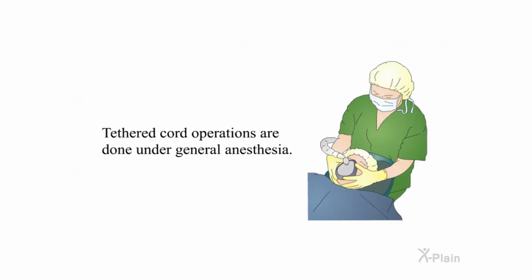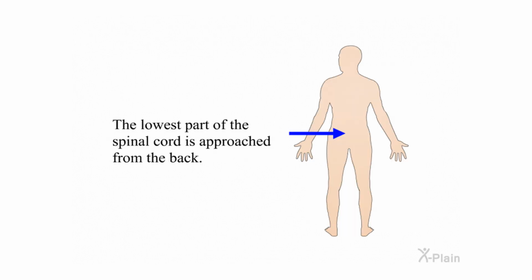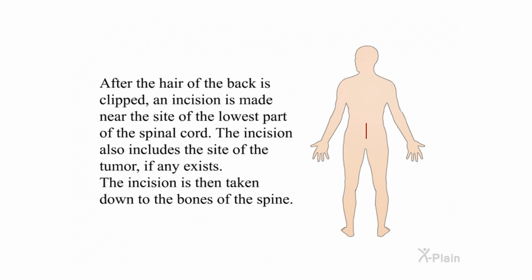Procedure. Tethered cord operations are done under general anesthesia. The lowest part of the spinal cord is approached from the back. After the hair of the back is clipped, an incision is made near the site of the lowest part of the spinal cord. The incision also includes the site of the tumor, if any exists. The incision is then taken down to the bones of the spine.